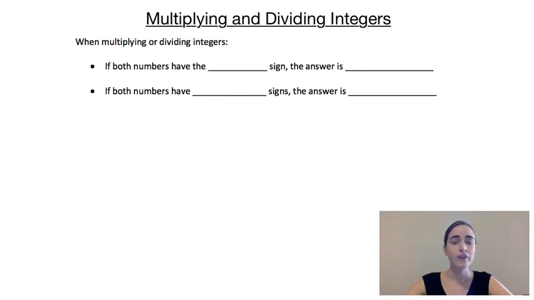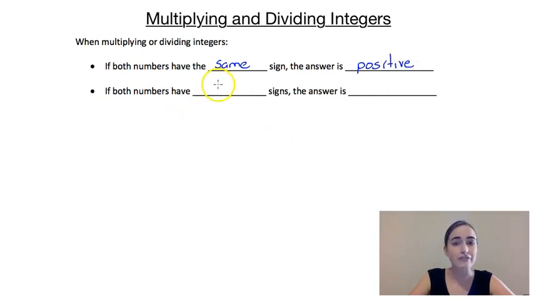In this video, I want to have a look at multiplying and dividing integers. So when we're multiplying or dividing integers, there's a few rules that we need to remember. When we're doing it, if both numbers have the same sign, so that means that either they're both positive or they're both negative, then our answer is always going to come out to be positive.